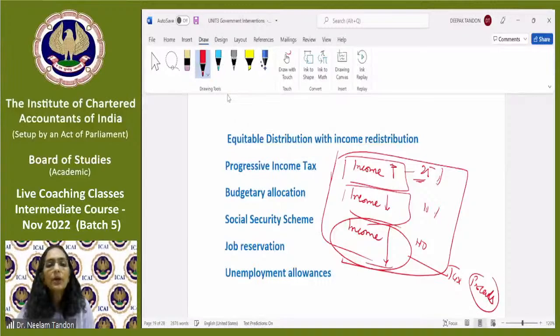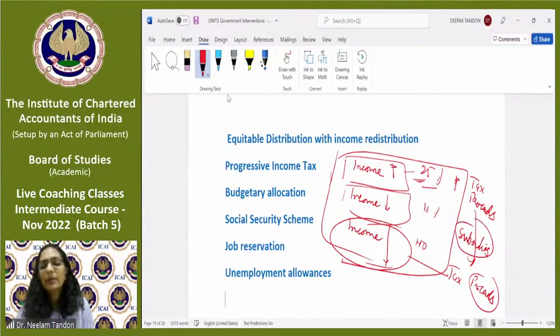Okay, so government wants to distribute income equally. So what they'll do, they'll tax these people. They'll tax these people, and whatever tax proceeds they get from them, that will be used to give them subsidies. That will be given to them in terms of allowances. And these measures, where do they take these measures? These measures are taken in the budget.